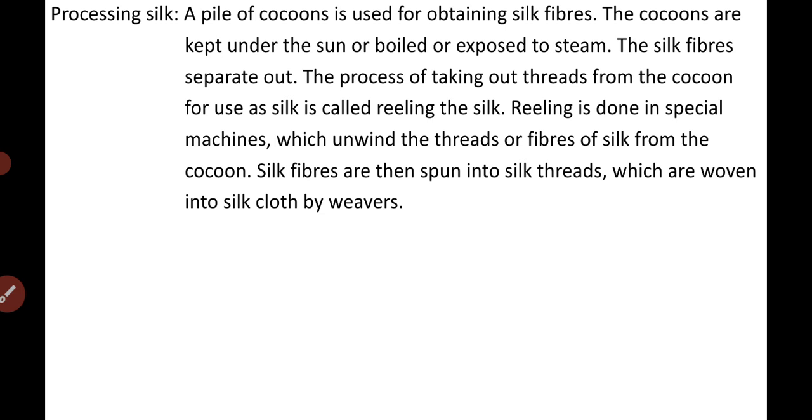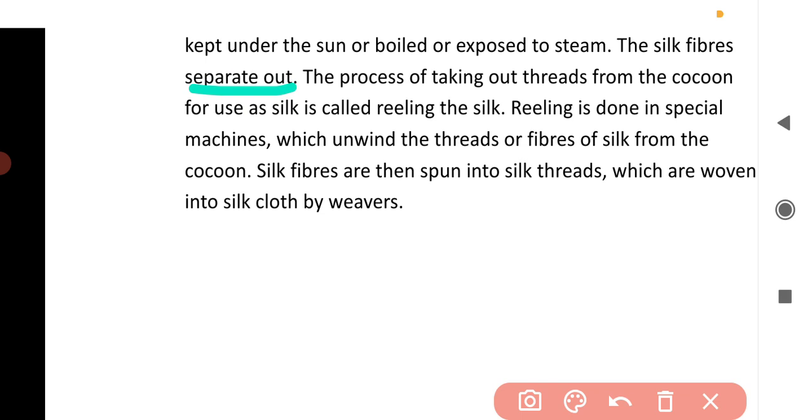The cocoons are then kept under the sun, or they are boiled or exposed to steam. Basically they are boiled. Why are the cocoons boiled? Because the hot water will make the silk fibers of the cocoons separate out. The process of taking out threads from the cocoon for use as silk is called reeling the silk.